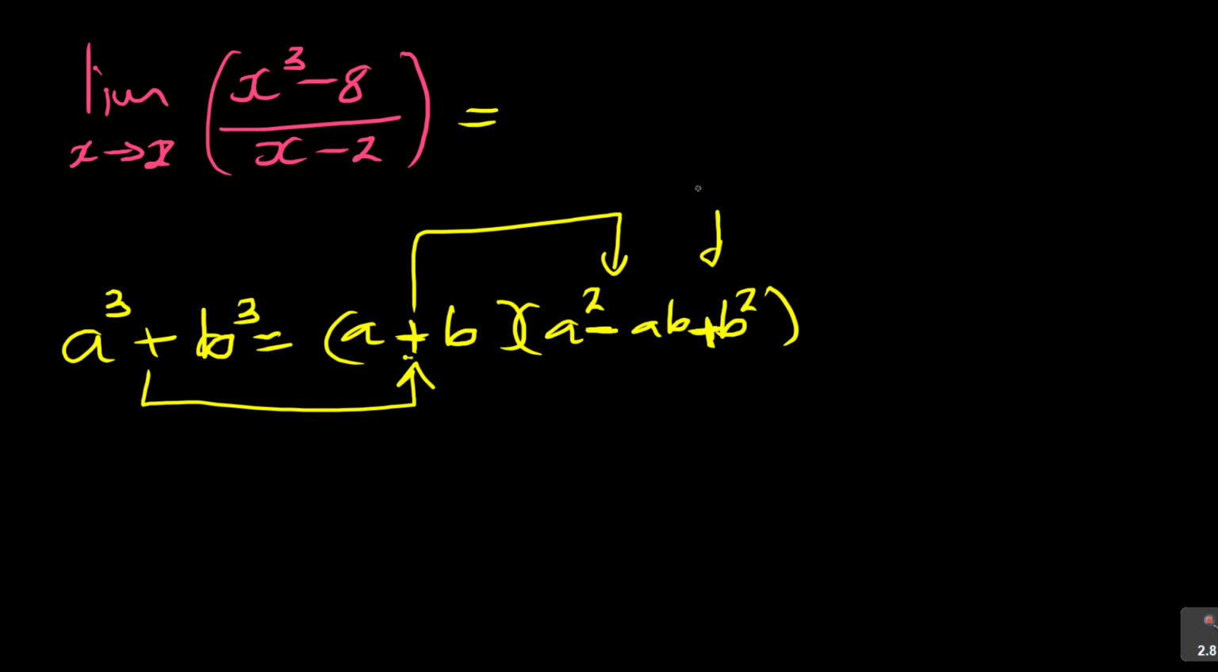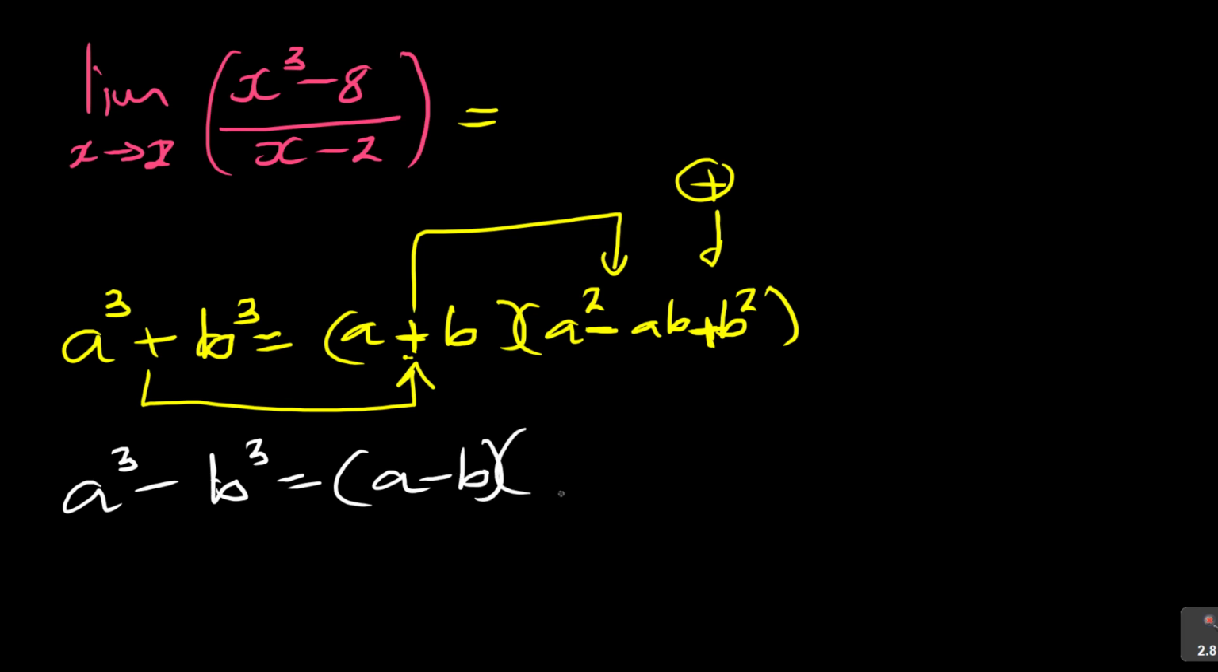Always positive. Now let's do the negative one. If I give you a cubed minus b cubed, it's the same thing. It's a minus b, and then when I come here, it will be a squared. Now oppose the sign, plus a times b, which is ab, and then always positive b squared.